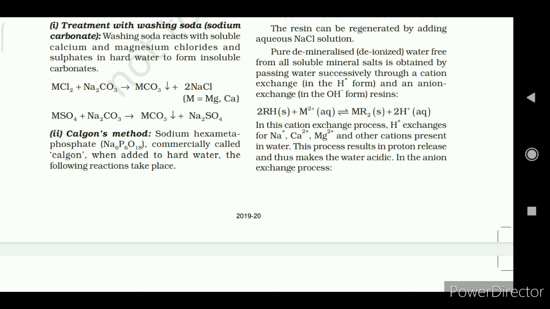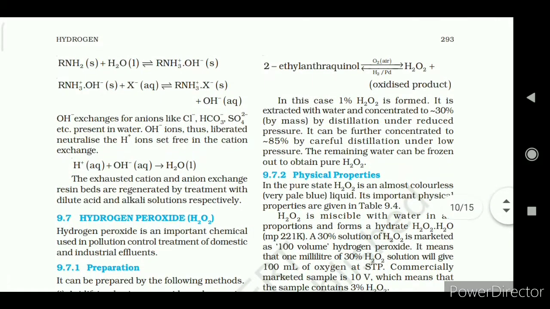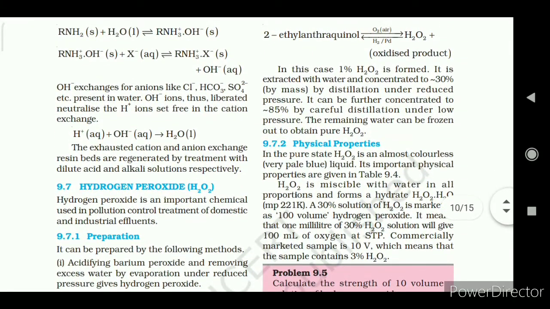9.7 Hydrogen peroxide. Hydrogen peroxide is an important chemical used in pollution control treatment of domestic and industrial effluents. 9.7.1 Preparation. It can be prepared by the following methods. Number 1. Acidifying barium peroxide and removing excess water by evaporation under reduced pressure gives hydrogen peroxide.